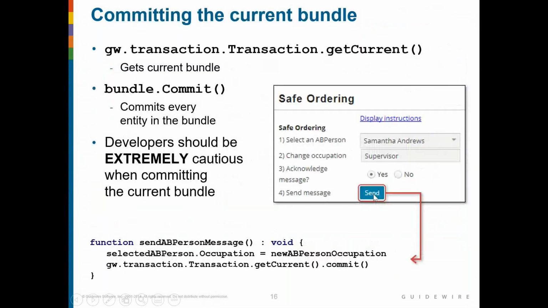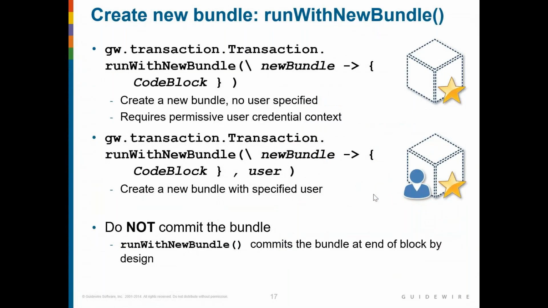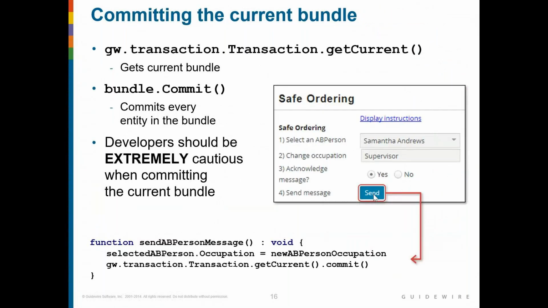Previous screen, please once. Yeah, this select AB person, they have given the name change of occupation acknowledge, and then in the send method they are calling this commit transaction with the new bundle. Sorry, the current bundle. getCurrent.commit. That getCurrent is going to return a bundle which has all the person, occupation, name, everything. It will send that and commit it explicitly.